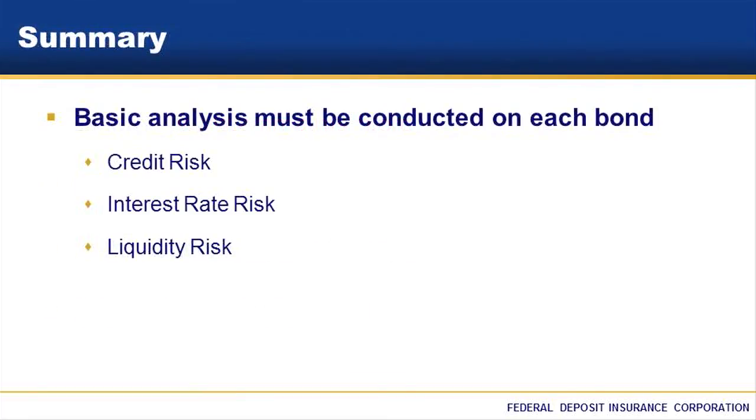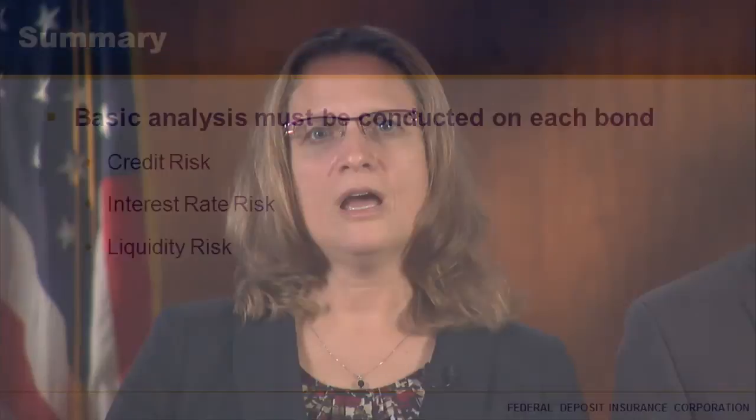To summarize the key points of this module, basic pre-purchase analysis and ongoing monitoring must be conducted for each bond purchased. It should include an evaluation of credit, interest rate, and liquidity risks. A basic pre-purchase credit risk analysis should consider the issuer's location and related economic conditions, the type of issuance, and the obligor's financial condition and fiscal responsibility. It can also include a review of rating agency reports.